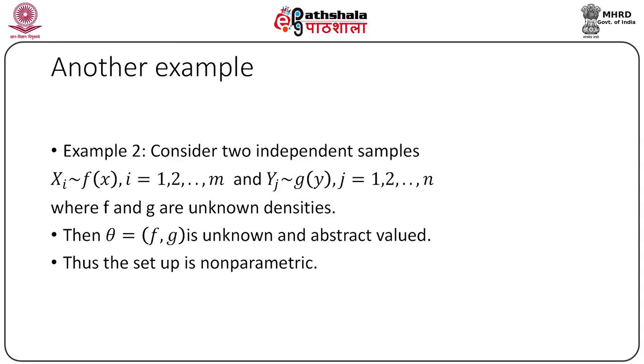Suppose Xi, i from 1 to m, and Yj, j running from 1 to n, are two samples where Xi are IID observations from an unknown density f(x), Yj are IID observations from an unknown density g(x), where f and g are both unknown but known to be continuous. Then theta, the unknown quantity, contains f and g as its elements. Therefore, theta is unknown and abstract valued. Thus, this again gives a non-parametric setup.